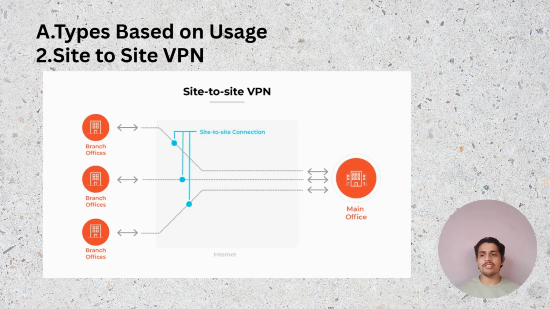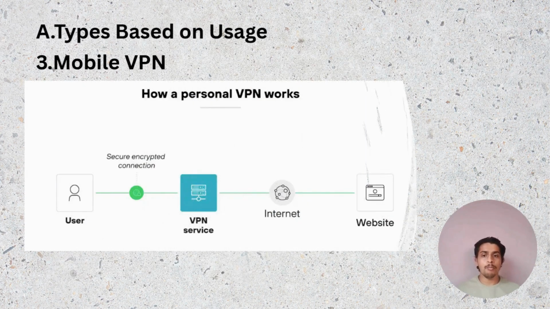Then we have site-to-site VPN. It securely connects two or more separate networks, such as a head office and branch offices, so internal communication remains protected across locations. Then mobile VPN. It is designed for mobile users and keeps the VPN session stable even when the device switches between Wi-Fi and cellular networks.